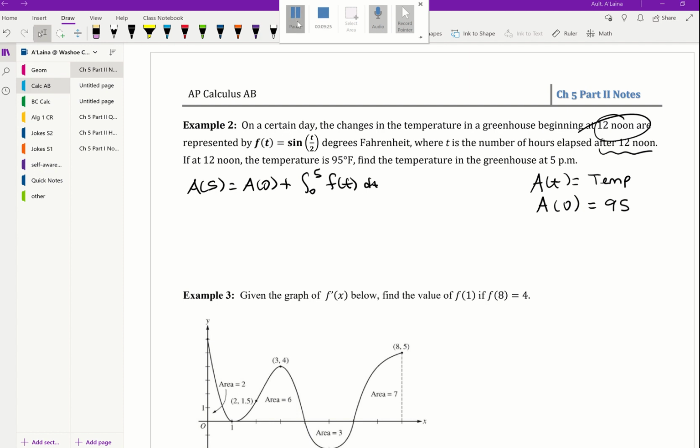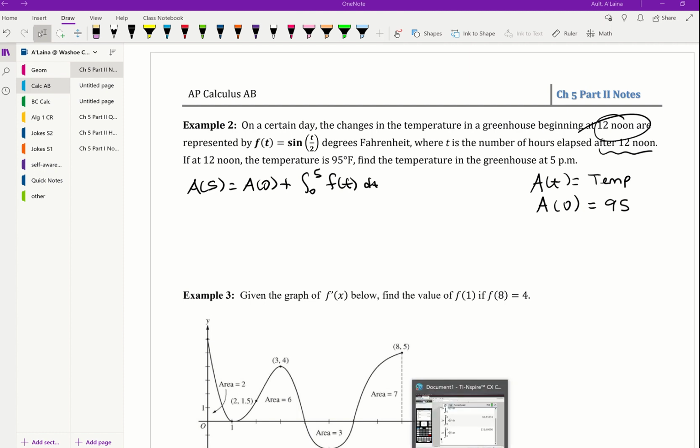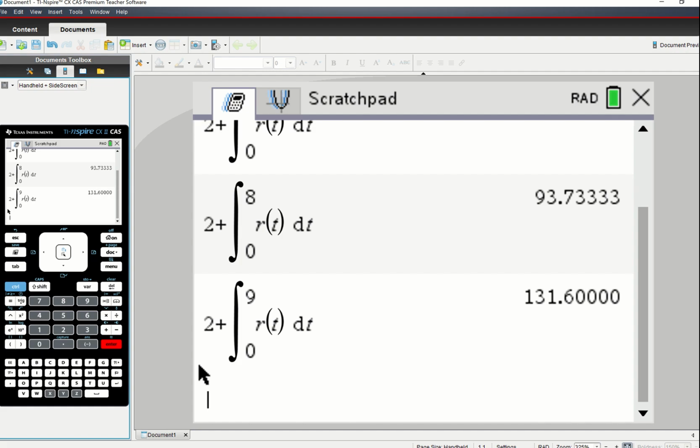How much longer is it going to be? That's all right. So I'm going to go ahead and enter this in. Let's see, F of t. I'm trying to memorize this, sine of t over 2. We'll see how this goes.